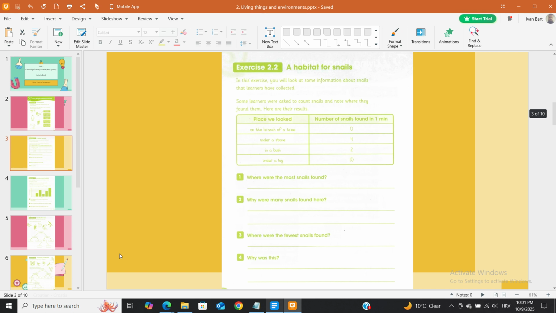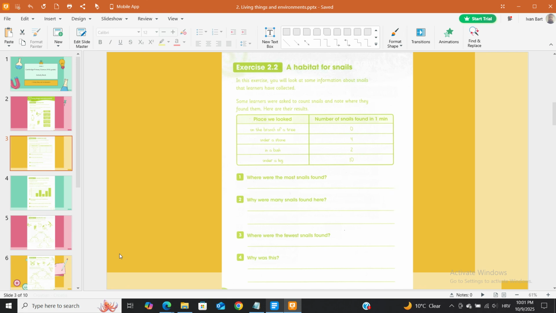Exercise 2.2 A habitat for snails. In this exercise, you will look at some information about snails that learners have collected. Some learners were asked to count snails and note where they found them. Here are their results.